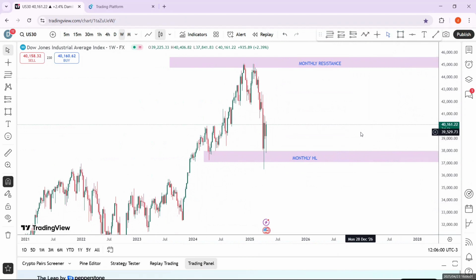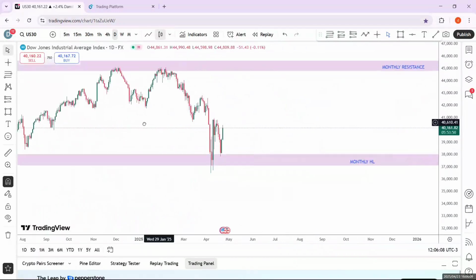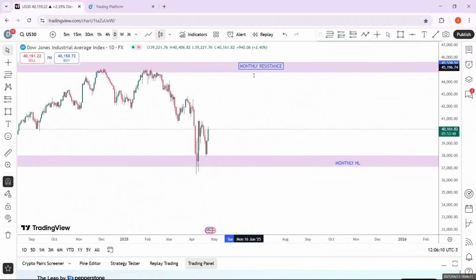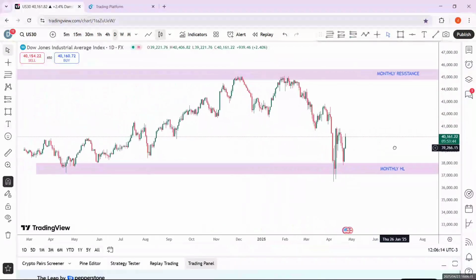Even if we're doing anything on the weekly time frame, like I said, it is just to bracket prices into a range of focus. So it's just basically the same thing. Okay, so now we are on the daily time frame. On the daily time frame, let's put all of this close, the monthly resistance and the monthly higher low, so they are not too far away.